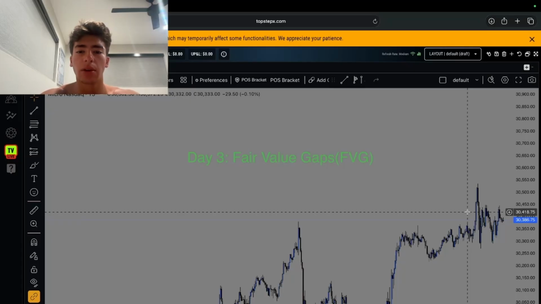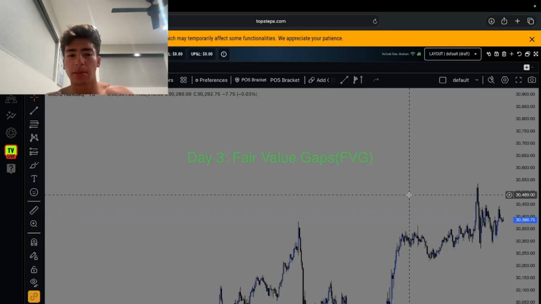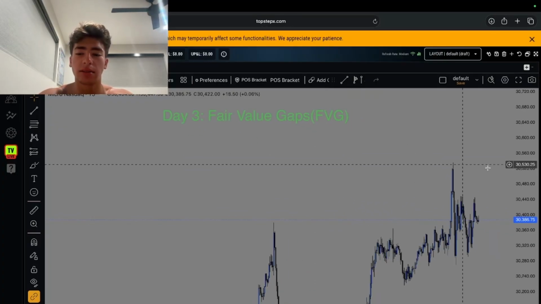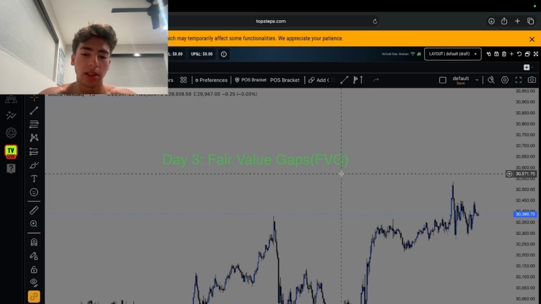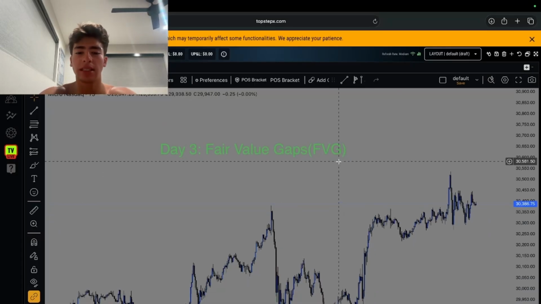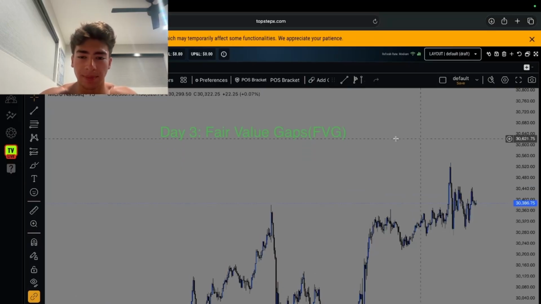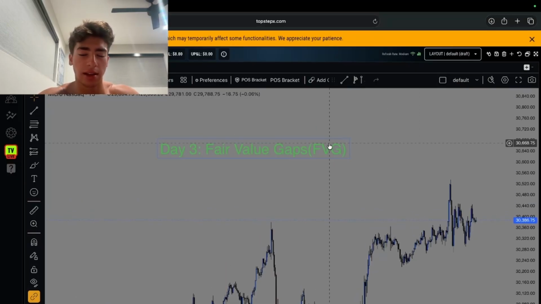In today's video, we're going to be talking about fair value gaps. This is a huge part of the model, so get your journal ready, get your notebook out. You're going to want to definitely take some notes on this because you want to be able to identify these super easily. It's going to help out a lot in your trading.